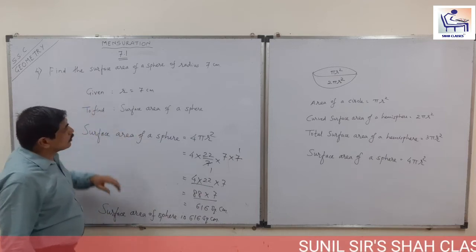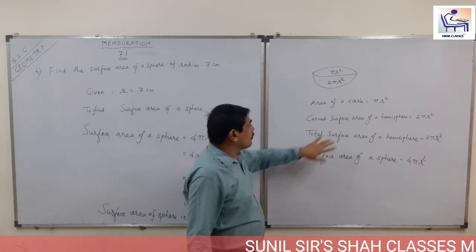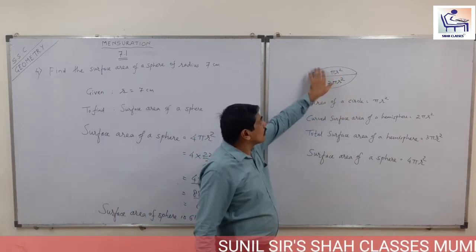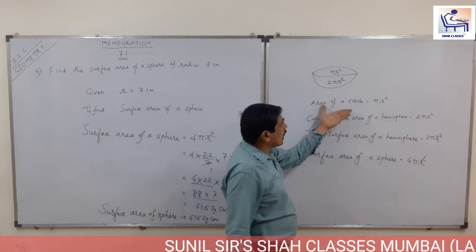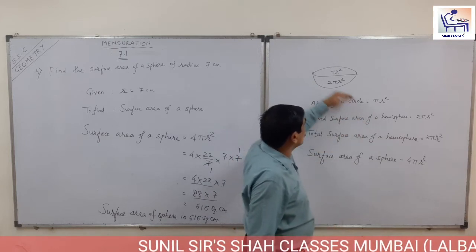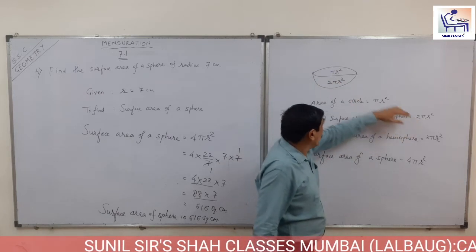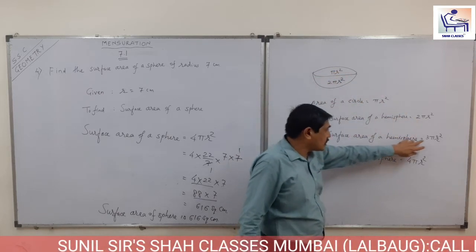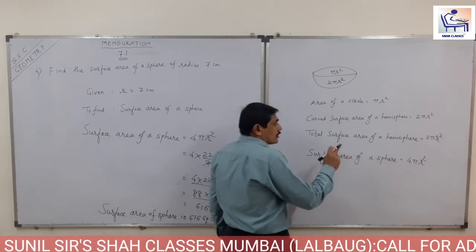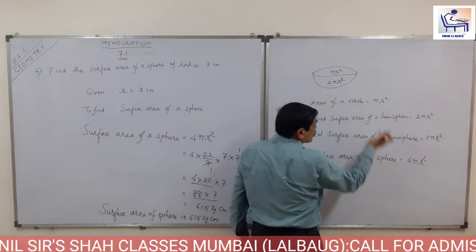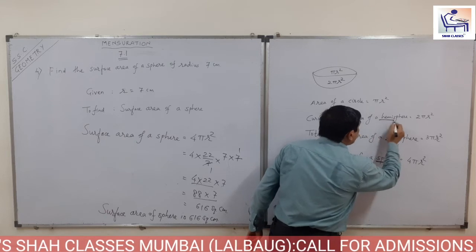So for your fourth sum, you can understand, the formula which we have given here in an easy way, please remember it. Area of a circle, meaning the flat surface of a hemisphere, that is your pi r square, the same is area of a circle. Then curved surface of a hemisphere, meaning this part, the round part, okay, that is your 2 pi r square, and the total surface area of a hemisphere is 3 pi r square, and surface area of a sphere is 4 pi r square. So if this is 2 then 2 plus 2 is 4. Please remember this is for sphere and this is for hemisphere.